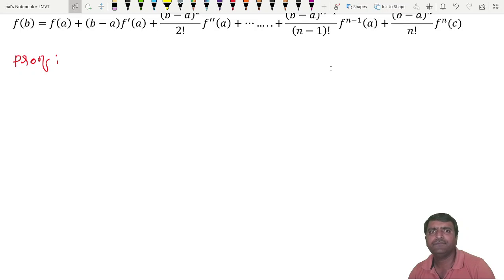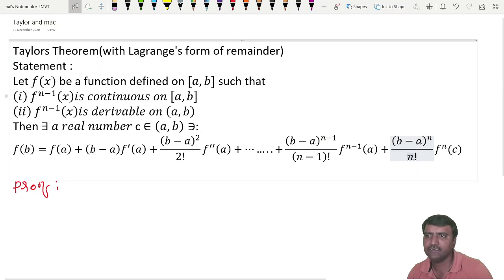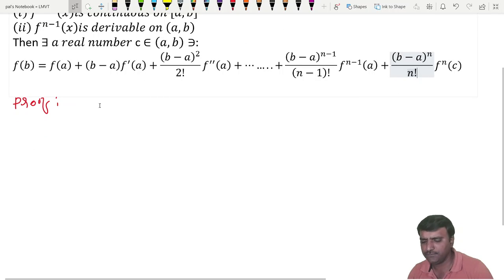But if f to the n minus 1 of x is continuous, then its previous derivatives, f to the n minus 2, f to the n minus 3, f to the n minus 4, all those functions are continuous functions as well as derivable functions. So by condition 1, f to the n minus 1 of x is continuous on [a, b], which means f to the n minus 2, n minus 3, n minus 4, and so on, down to f and f dash, f double dash, all those functions are continuous as well as differentiable functions. Let us write this.